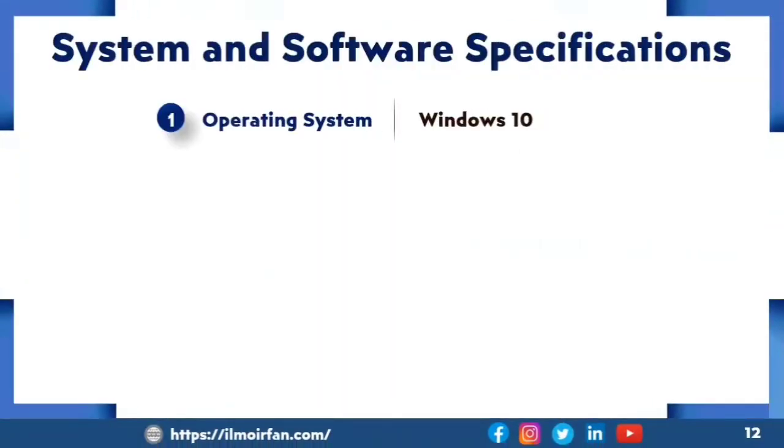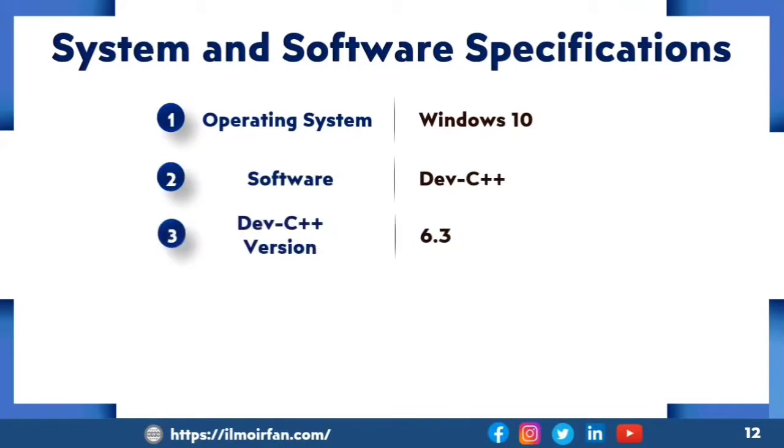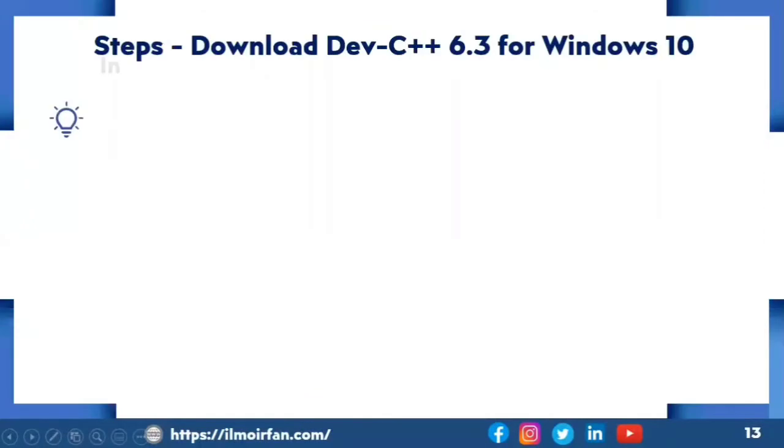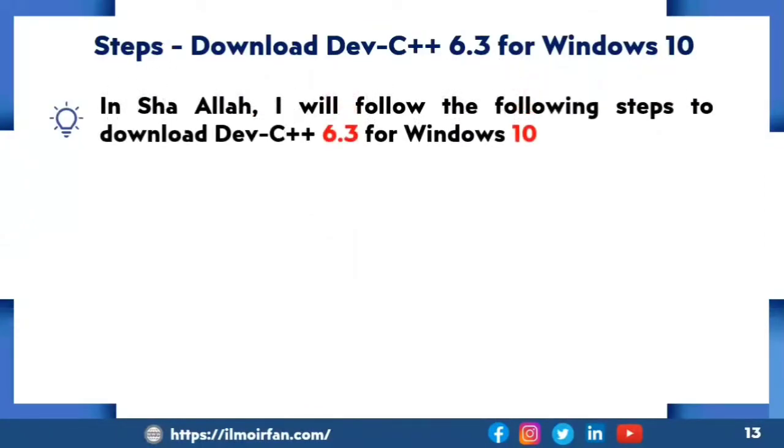Let's move to steps to download Dev C++ for Windows. The system and software specifications to download the latest version of Dev C++ for Windows operating system are as follows. Operating system is Windows 10. Software name is Dev C++. Dev C++ version is 6.3. It is downloaded on 31st of July 2022. It is to note that Dev C++ 6.3 can be downloaded for Windows 7, Windows 8.1 and Windows 10.